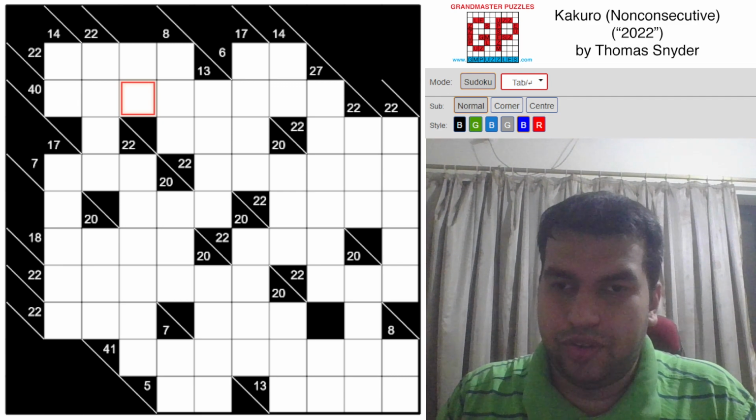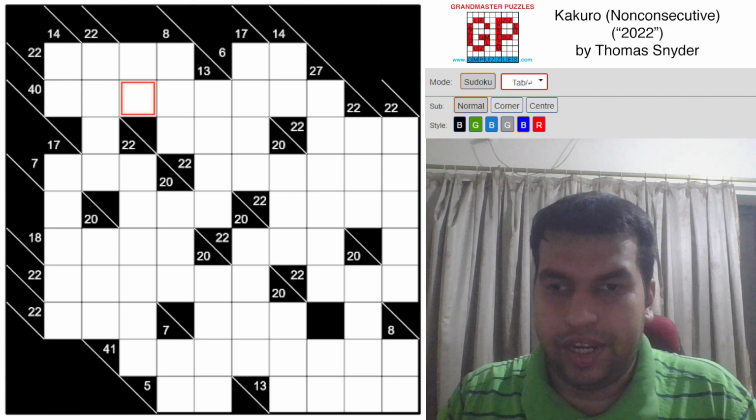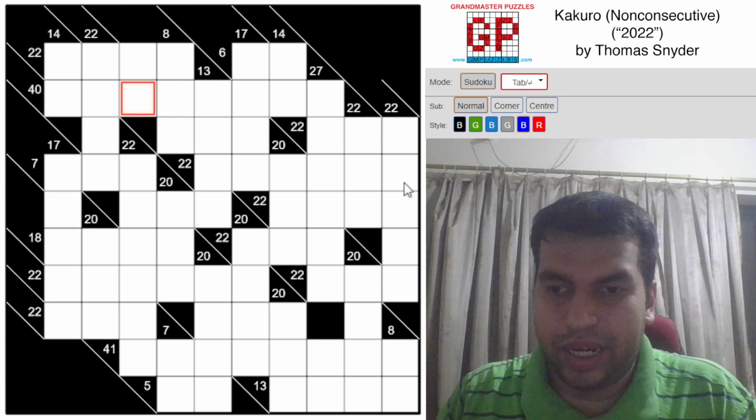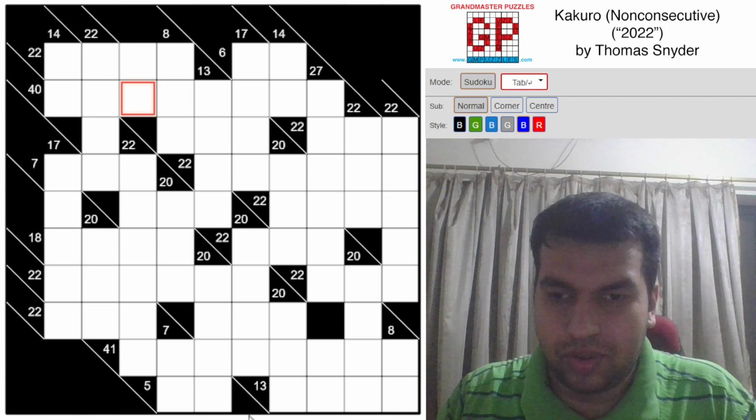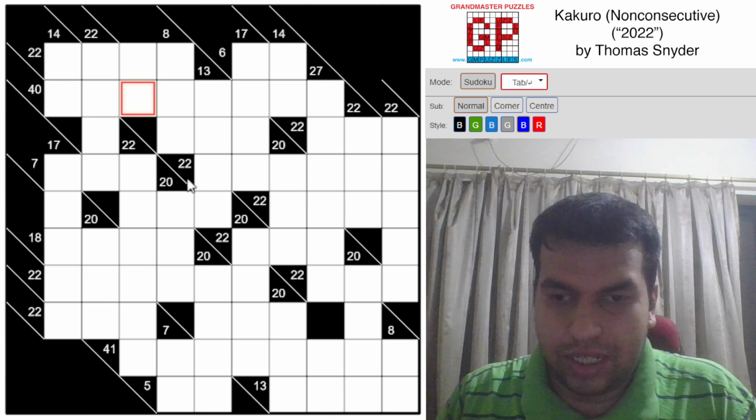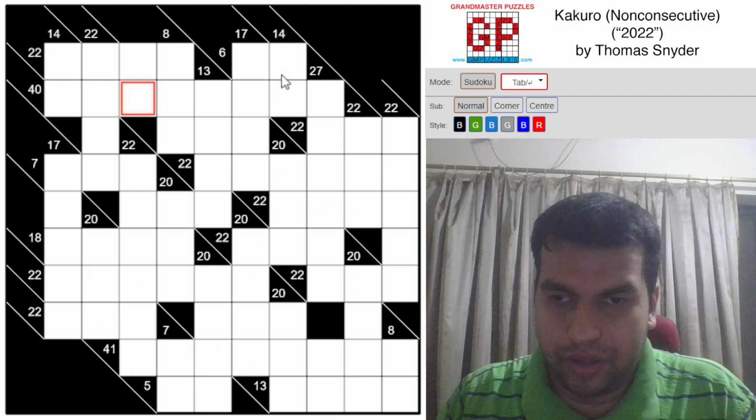Hello, we are here to talk through this Kakuro non-consecutive variation by Thomas Snyder. It's themed on 2022, and you can see all these 20 and 22 sums around the grid. These will actually play into the solve as well. We'll see how it goes.